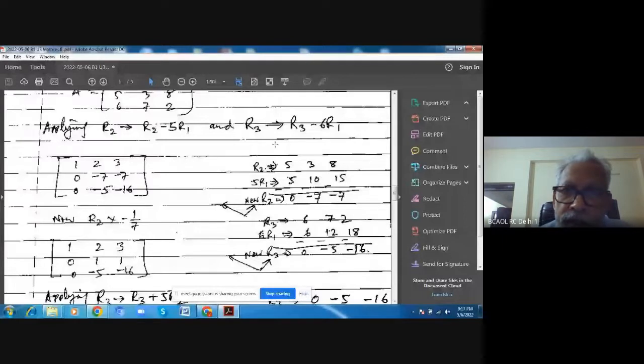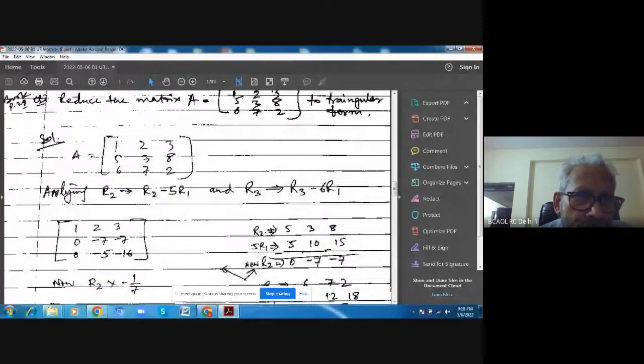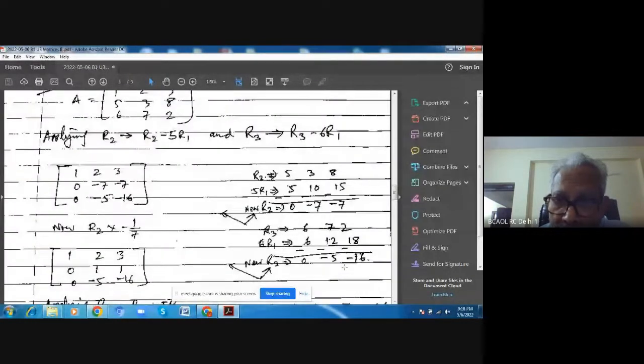Then 6 R1 को 6 से मल्टीप्लाई कर दीजिए. 6 1 6, 6 2 12, 6 3 18. देखिए कैसे हुआ. सेम थिंग आपने यहीं पर लिख लिया. देन माइनस, नीचे सिंबल देके माइनस कर दीजिए. So you will get a new R3. That new R3 0 -5 -16. सीधा आप यहीं पर लिख दीजिए 0 -5 -16. तो ये आपका हो गया.